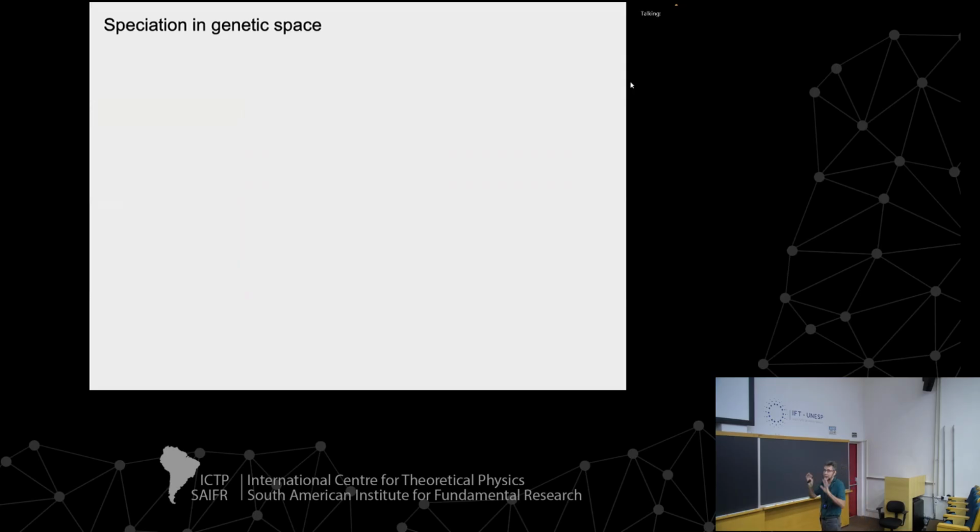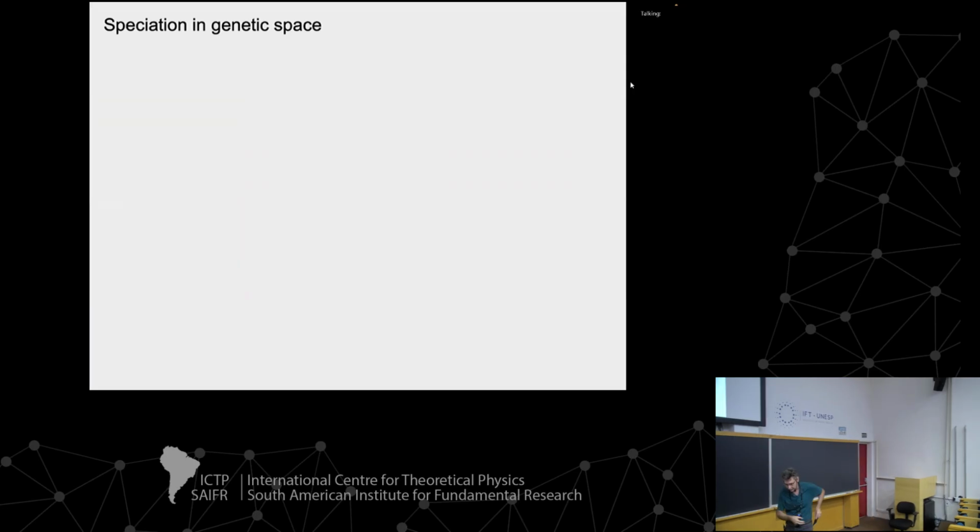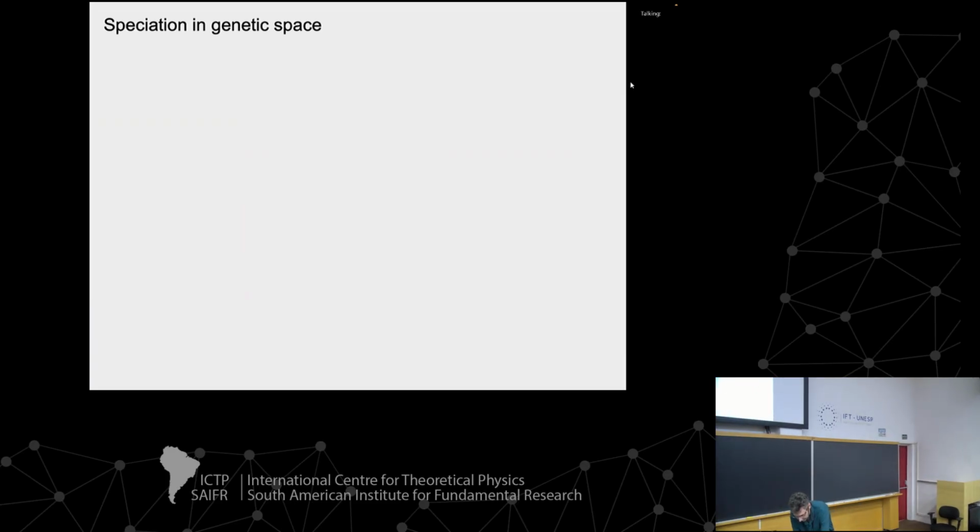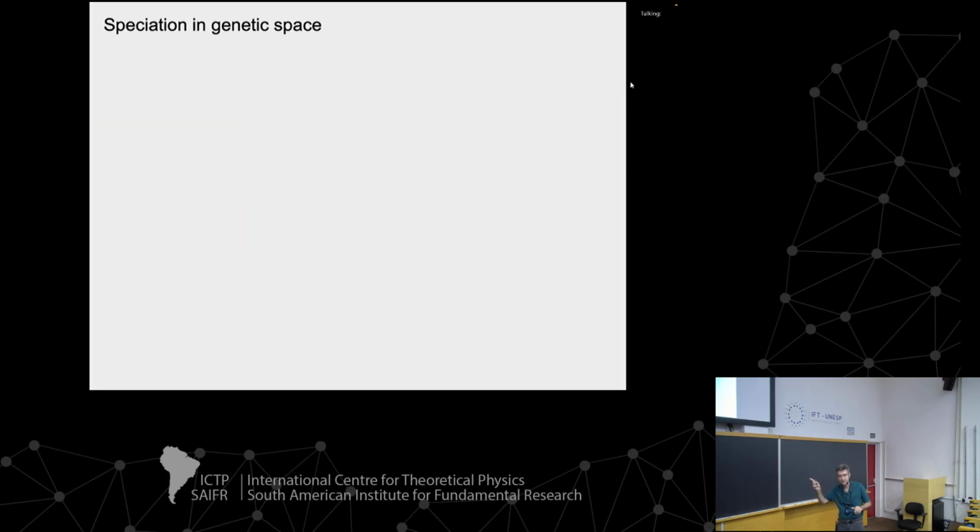And so what I've shown you, just check the time. Yeah. I've showed you speciation in space. I want to show you speciation in genetic space now. So what happens in genetic space? Genetic space is very complicated because the genome is a sequence of zeros and ones. So it's like the edges of a hypercube. And for 100 genes, you have 2 to the 100 possible sites, 10 to the 30. It's a huge space.